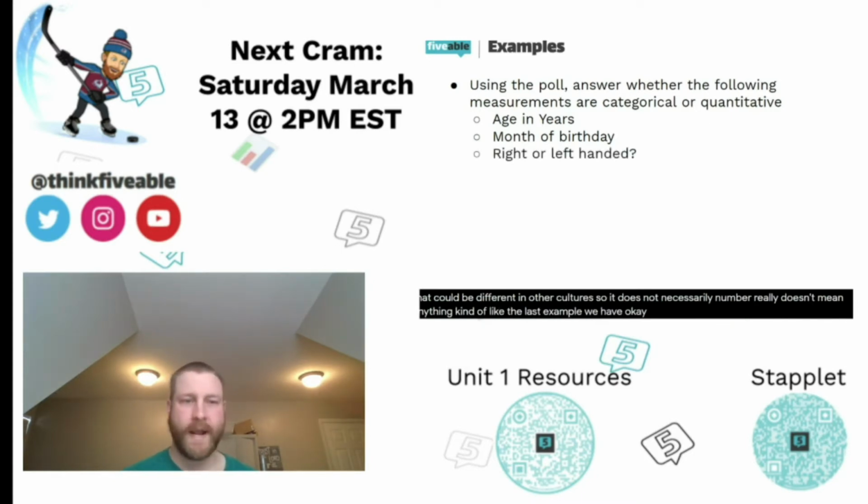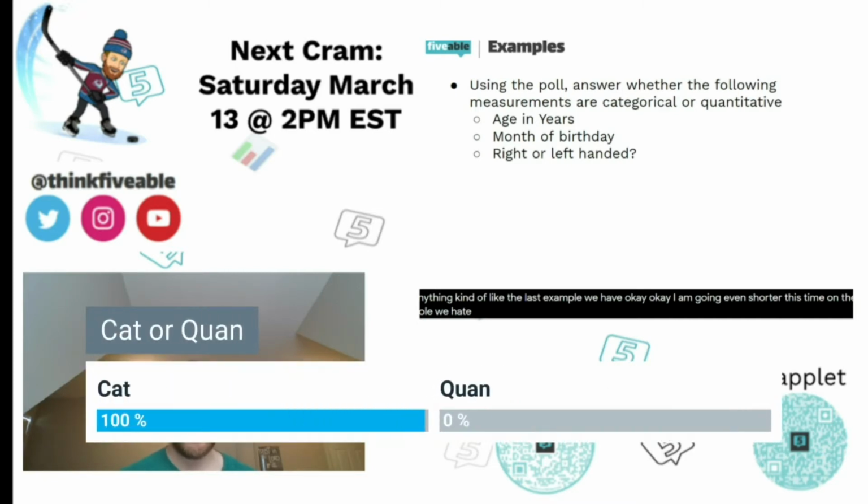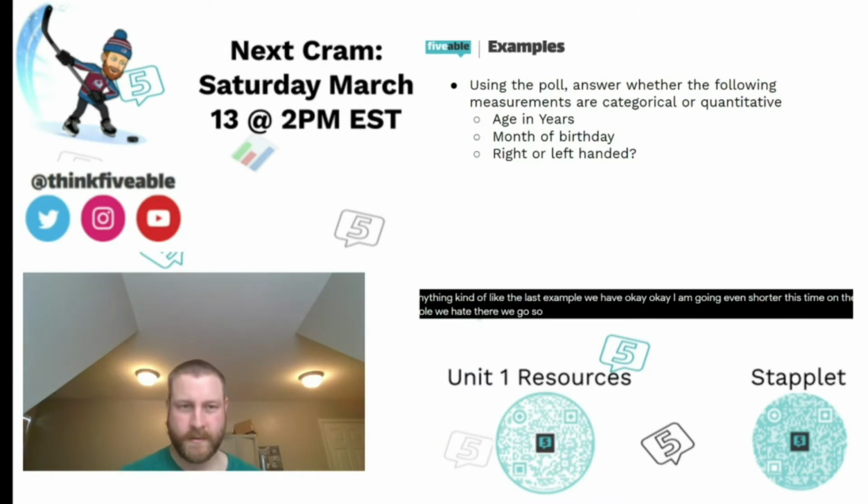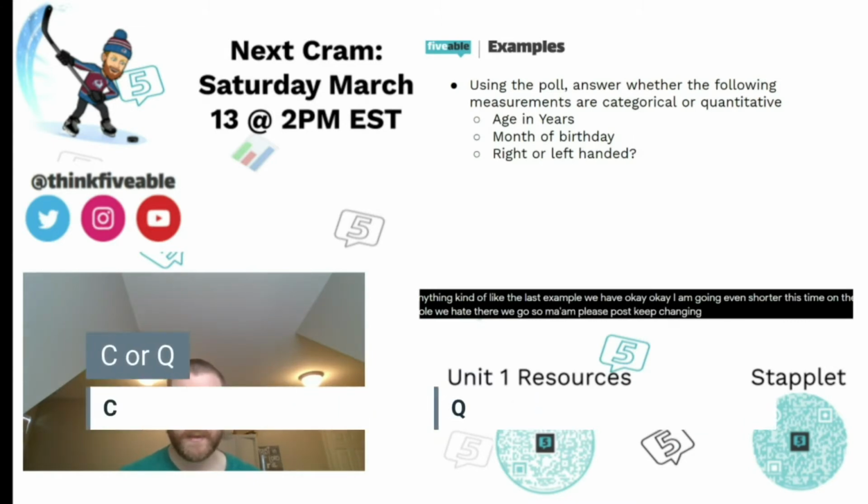Okay, so right or left-handed? Okay. I am going even shorter this time on the poll. Create, show, hide, open poll. There we go. So, man, these polls keep changing locations on me. C or Q? There we go.